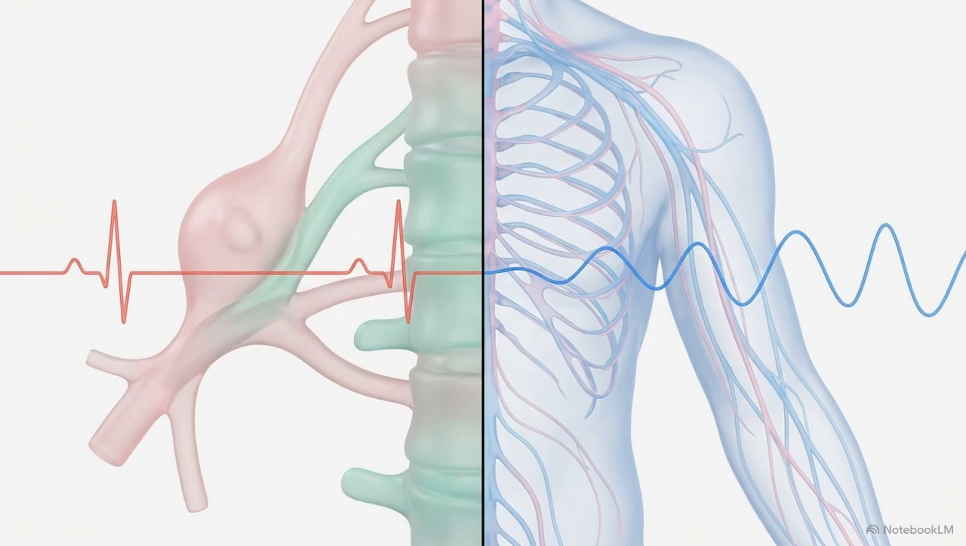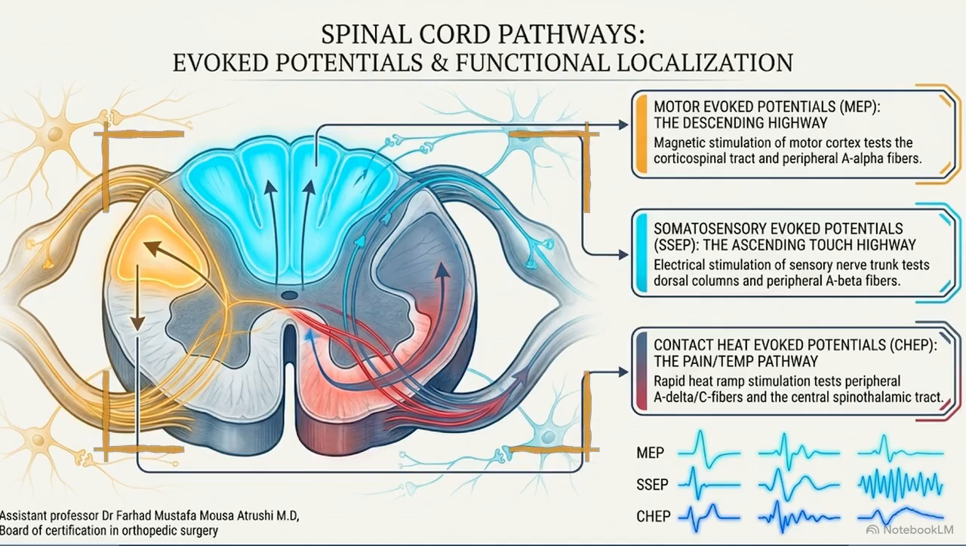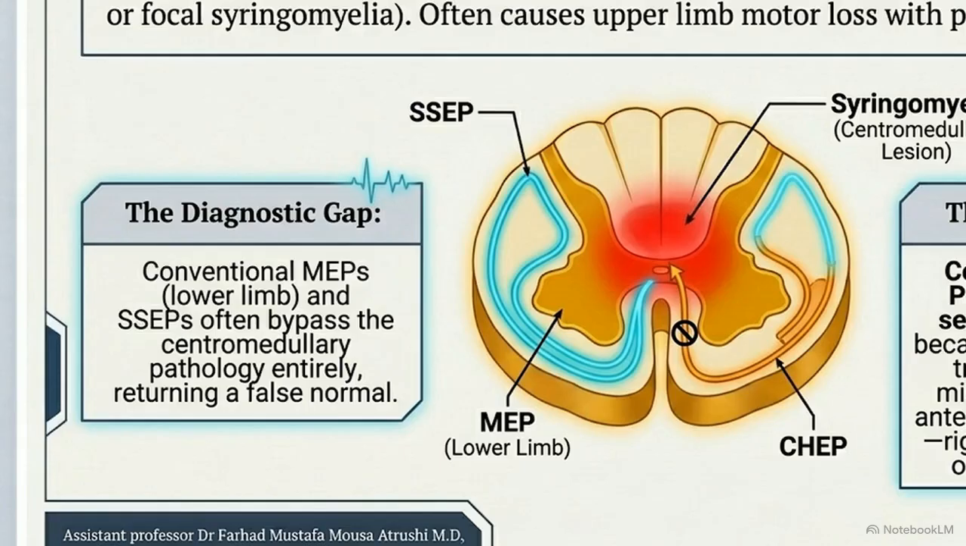Shifting into the central nervous system, this cross-section reveals the spinal cord's ascending and descending highways. Motor evoked potentials, or MEPs, test the descending lateral corticospinal tract, while somatosensory evoked potentials, or SSEPs, test the ascending dorsal columns. However, centromedullary lesions like syringomyelia create a diagnostic gap. Peripheral MEPs and SSEPs bypass central damage, returning a false normal.